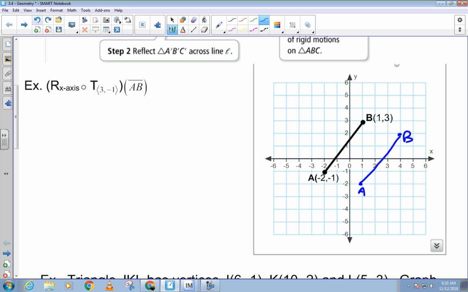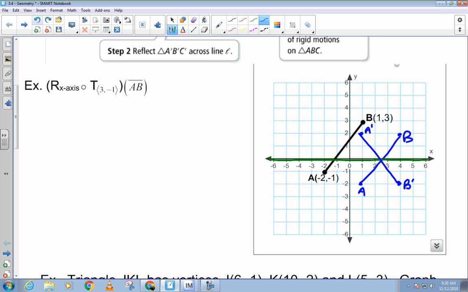Okay? And then I'm going to take those new points and reflect them over the x-axis. Here's the x-axis. So I take my new point A, and since I'm 2 units below, when I reflect, I'm going to go 2 units above. And my B is 2 units above, so when I reflect, it's now 2 units below. Okay? And so that is my A prime, B prime, because that's the final image for the composition of a reflection over the x-axis composed with the translation of vector 3, -1.